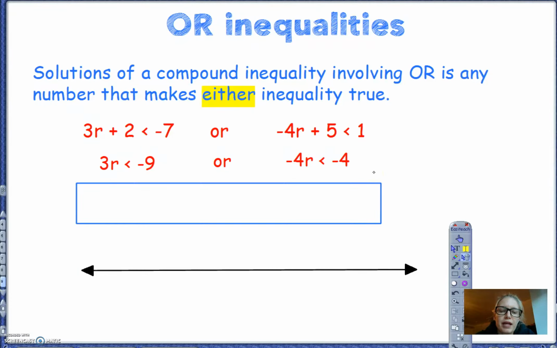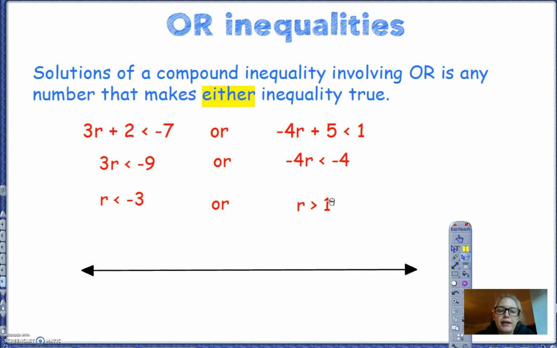So here on the left side I subtracted 2, and on the right side I subtracted 5. Then I divide, and I get this. Okay, so now I just have to graph. Realize that on the right side we divided by a negative, so it flipped our sign. So now I just have to graph these. I have -3 over here on the left, and I would have 1 over here on the right.